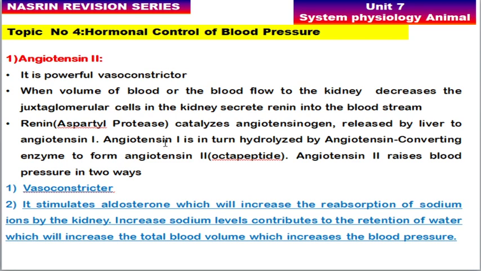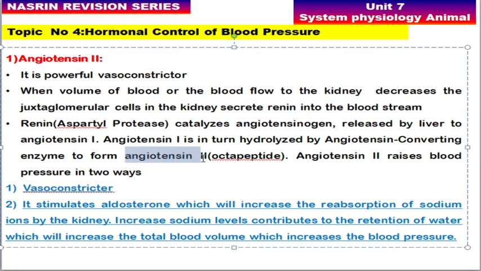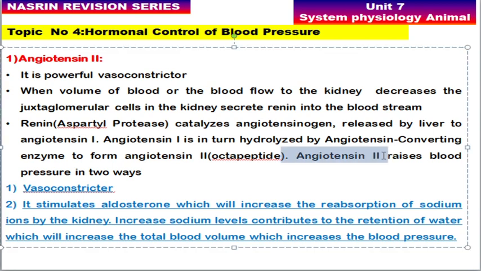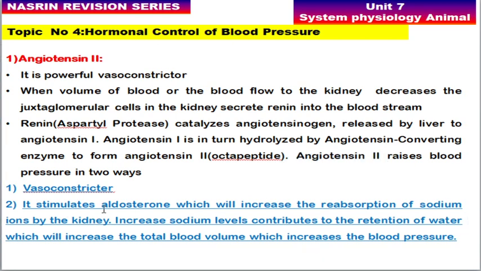This angiotensin 1 in turn will be hydrolyzed by angiotensin converting enzyme to form angiotensin 2. This angiotensin 2 is an octapeptide, and it plays a vital role in raising the blood pressure. First, it acts as a vasoconstrictor. Next, angiotensin 2 will stimulate aldosterone. This aldosterone will increase the reabsorption of sodium ions by the kidney. So ultimately the sodium ion level will increase. It will contribute to the retention of water, which will lead to an increase in total blood volume. If the total blood volume increases, then ultimately the blood pressure will increase.